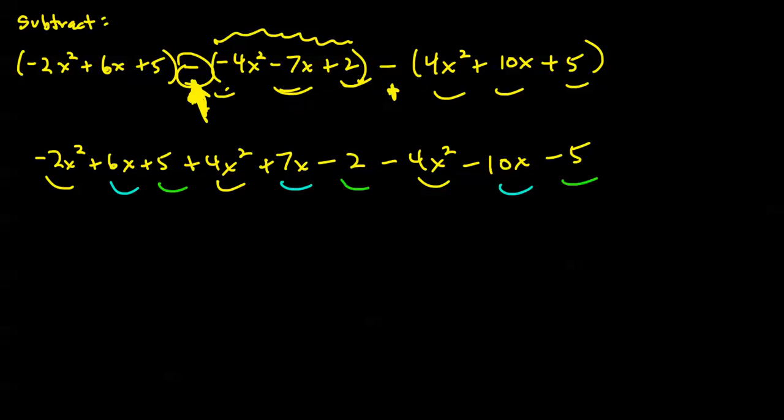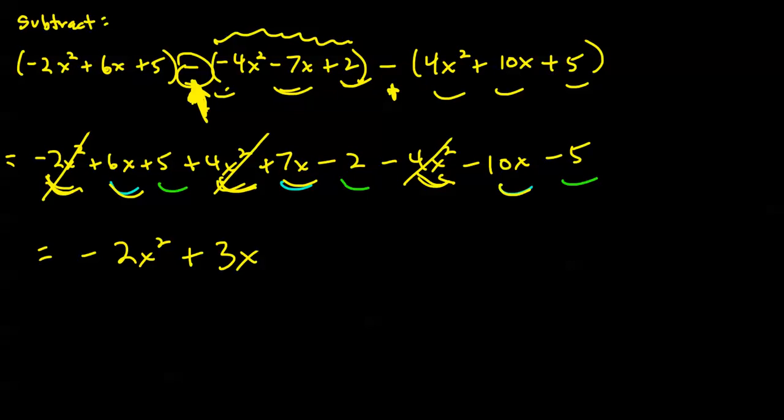Alright, let me look for the x squared terms first. I'll get minus 2x squared plus 4x squared minus 4x squared. Well, of course, it turns into a minus 2x squared. And I take care of all the x squared terms. How about the x terms? 6x plus 7x is 13x. Minus 10x leaves me a plus 3x. Take care of all the x terms, right?